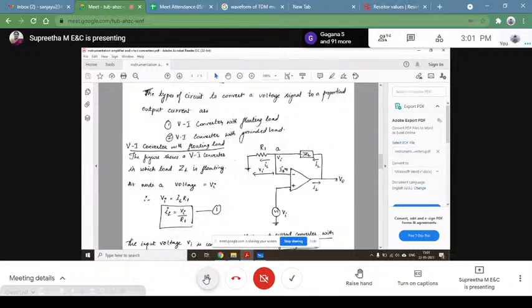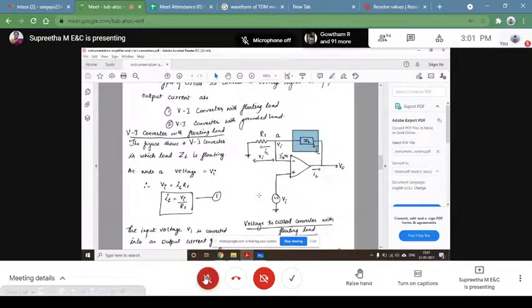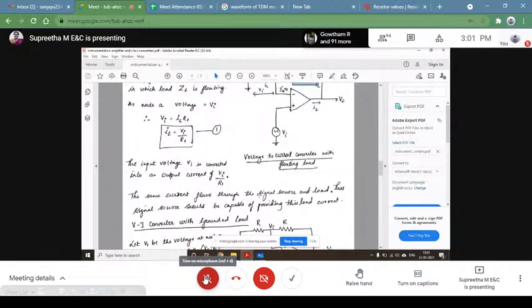This ZL value is floating, where ZL is not connected to ground. Usually all your load resistances or load impedances would be connected to ground, right? This is not connected to ground, so we say that it's a floating load. That's it. So next comes your V2I converter with a grounded load.